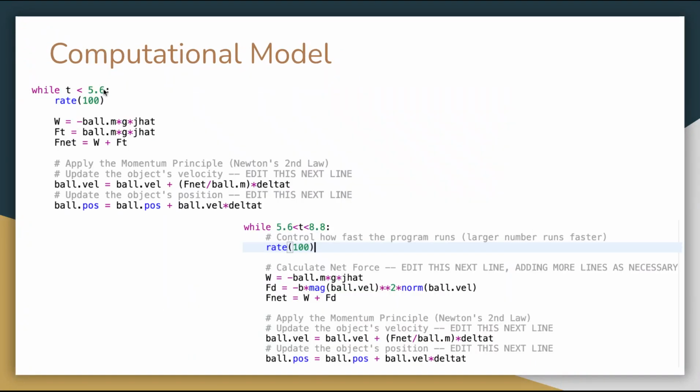And then for our computational model, I set two different time periods: less than 5.6 seconds, and from 5.6 to 8.8 seconds. This is when the bottom of the spring was not moving, and this is when the bottom of the spring started falling towards the ground. And we have two different net force equations we created here based on the situation in both scenarios.